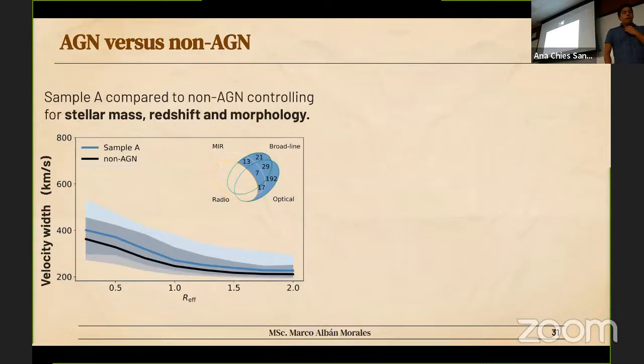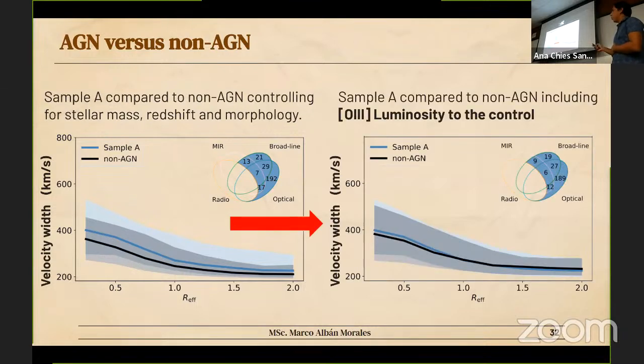If we compare the galaxies in sample A, which is only optical, to non-AGN, my non-AGN sample is basically all the galaxies, removing everything that I classified by any method as an AGN. If we match this sample by stellar mass, redshift, and morphology, the optical sample can still be more kinematically perturbed than non-AGN. But I showed you a couple of slides ago that there's a relation, with some scatter, in which the volumetric luminosity, which could be traced by the O3 emission, scales with the velocity width. So if we also match the velocity width for the creation of the non-AGN control sample, we see that optically selected AGN, when removing the radio selected AGN, have almost the same velocity width profiles when compared to non-AGN.